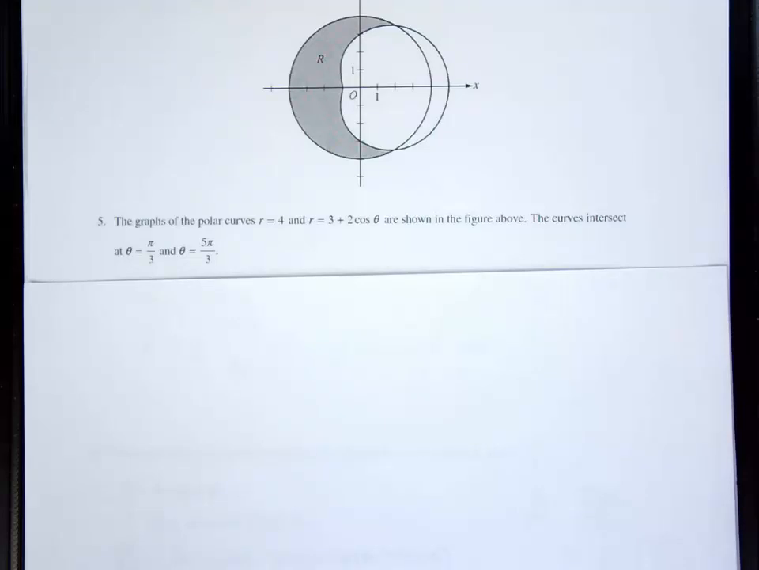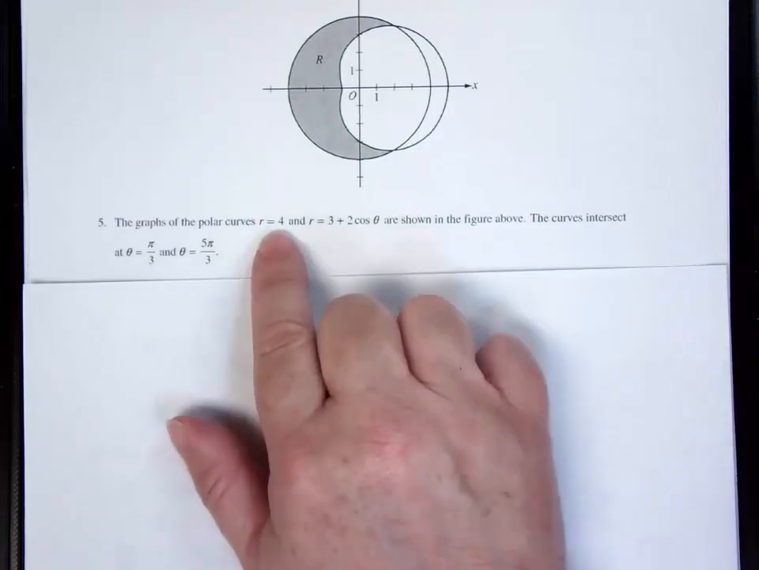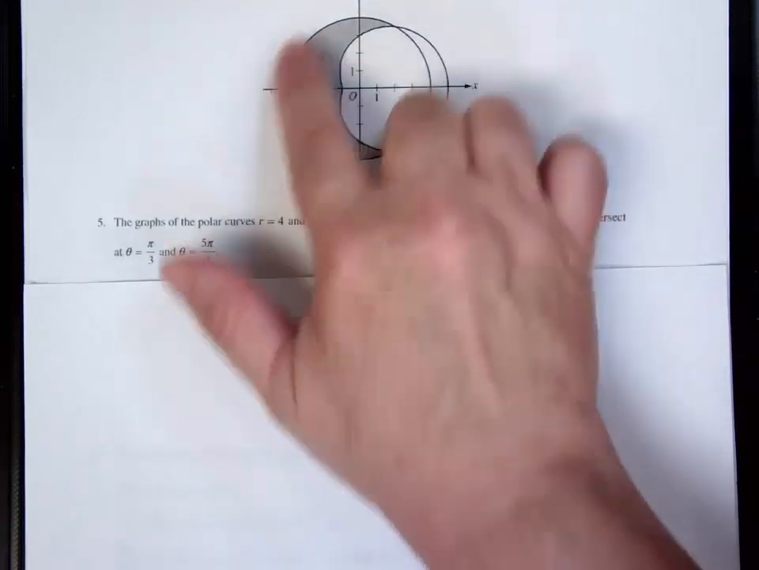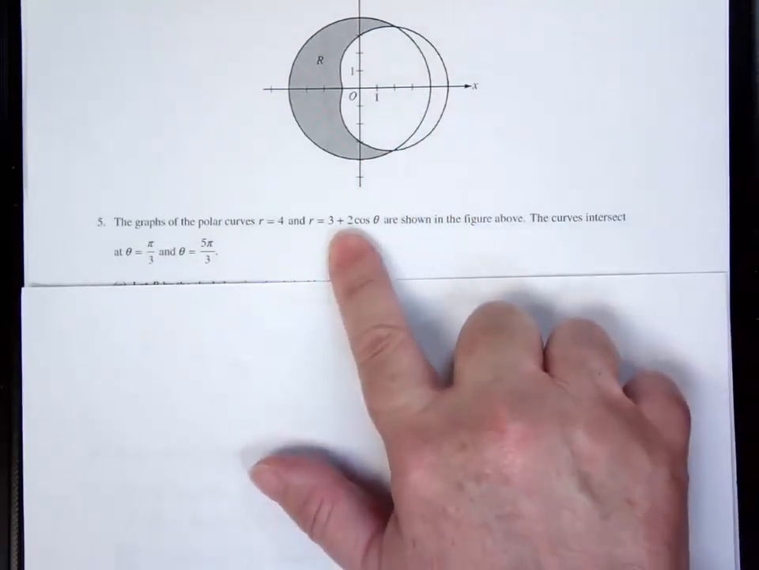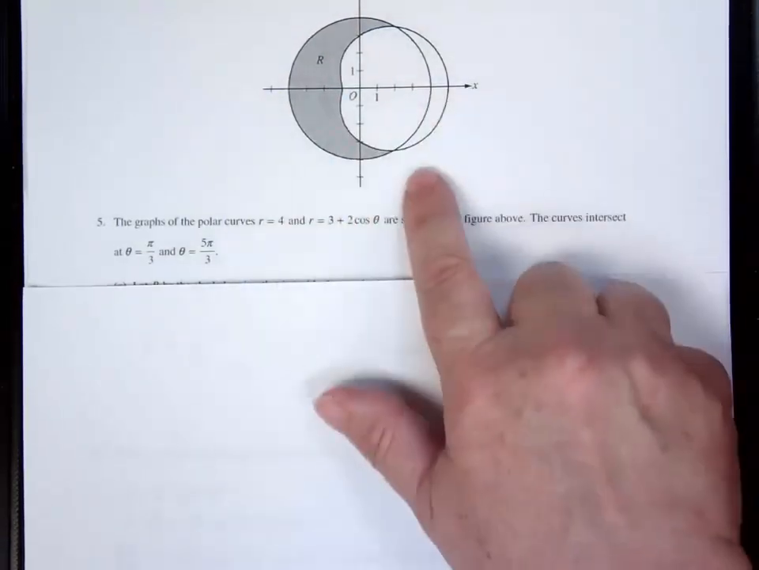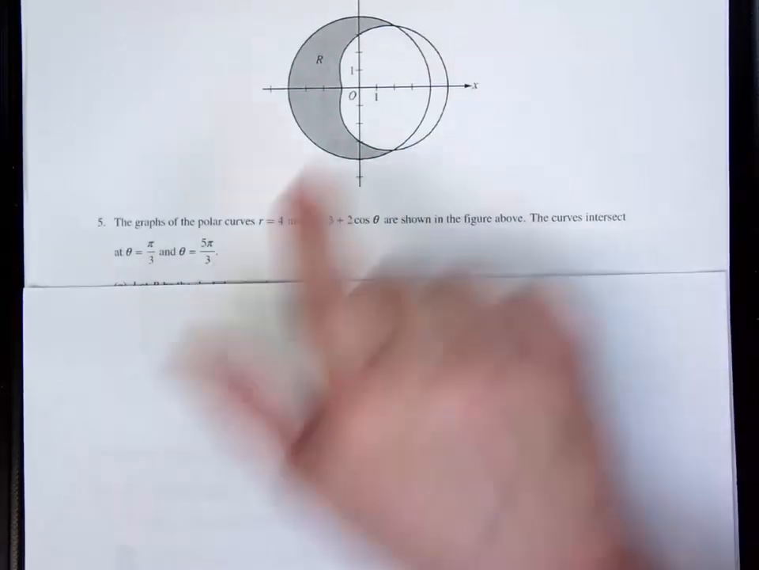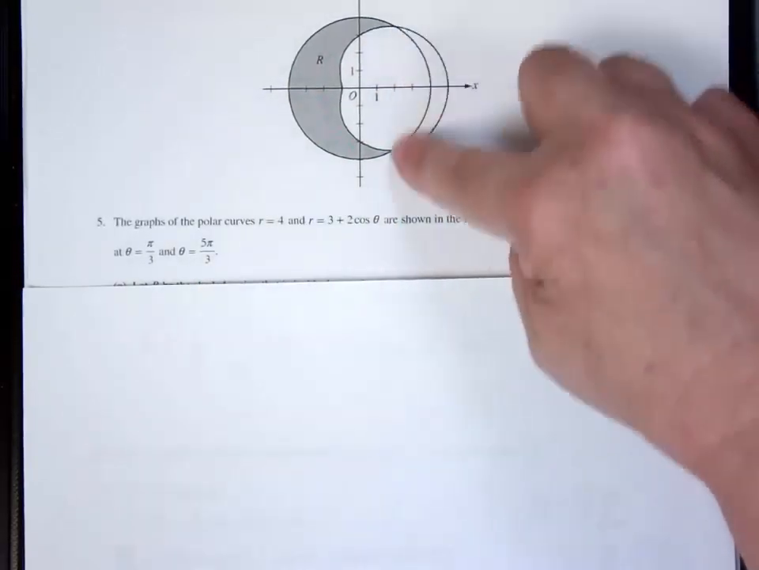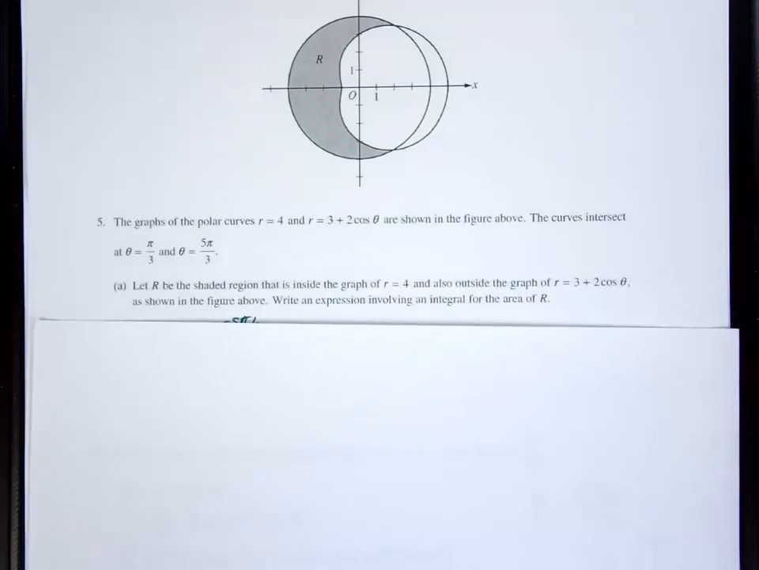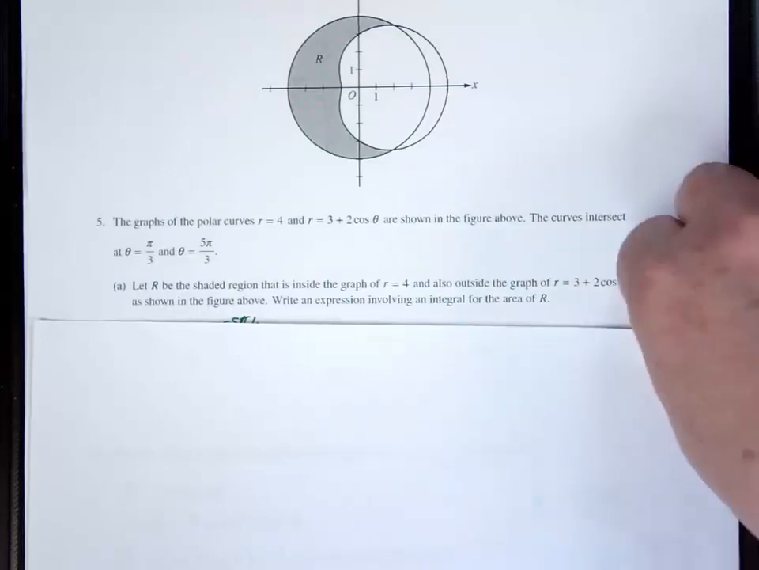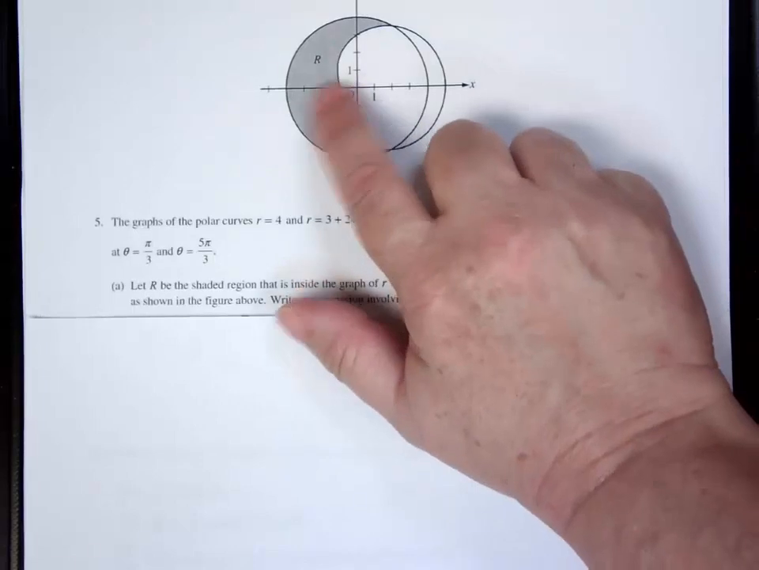Now, they were pretty nice about this. r equals 4 is a circle. So that has to be the one that's exactly a circle. And that means the other one is the curve, the limacon. Okay? Pi over 3, 5 pi over 3, pretty obvious where they cross, right there and right there. Okay? Let R be the shaded region that is inside the graph of the circle and outside the graph of the limacon. So even here, they're being even more specific about which graph is which.